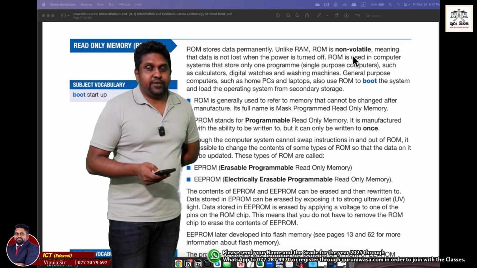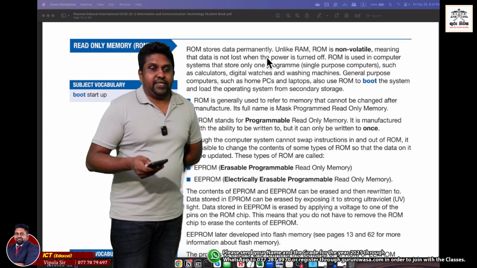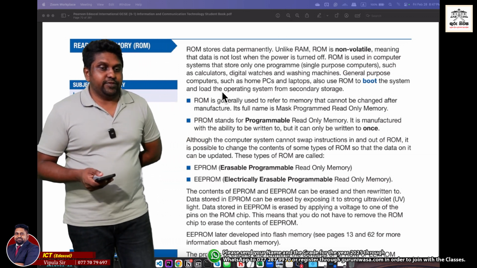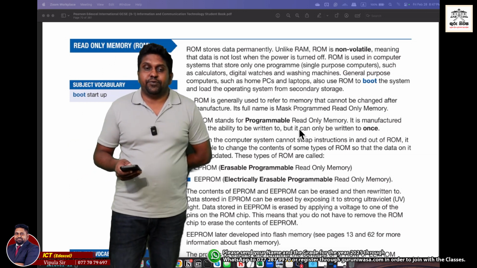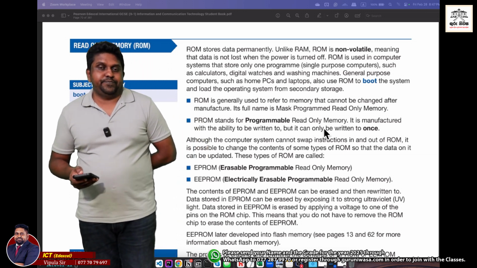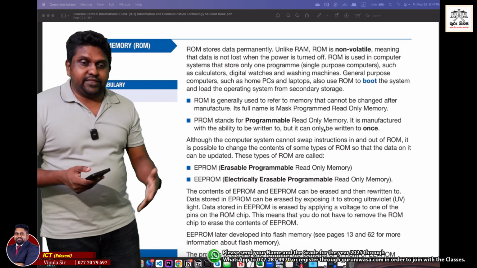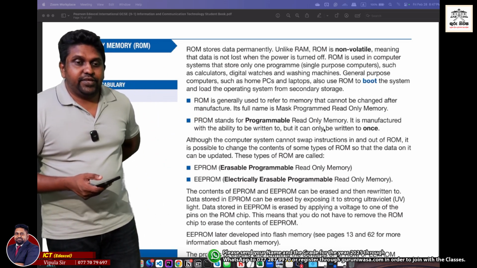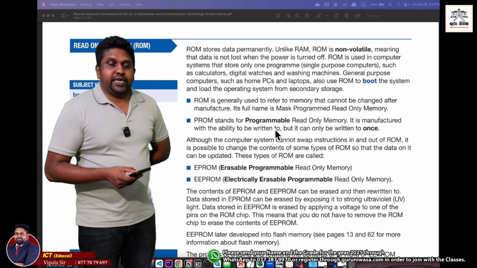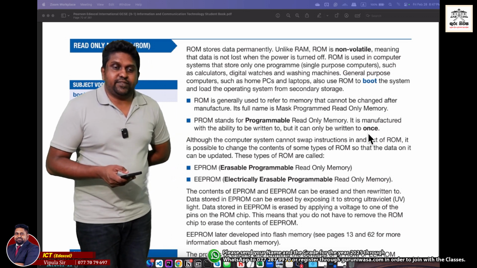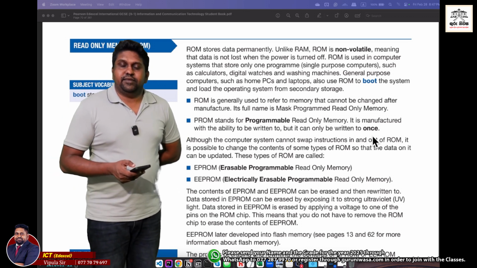So ROMs are non-volatile, plus there are different types of ROMs. The first type of ROM is programmable read-only memory. That means at the point of manufacturing, it has the ability to be written to, and then once it's written, that's done.